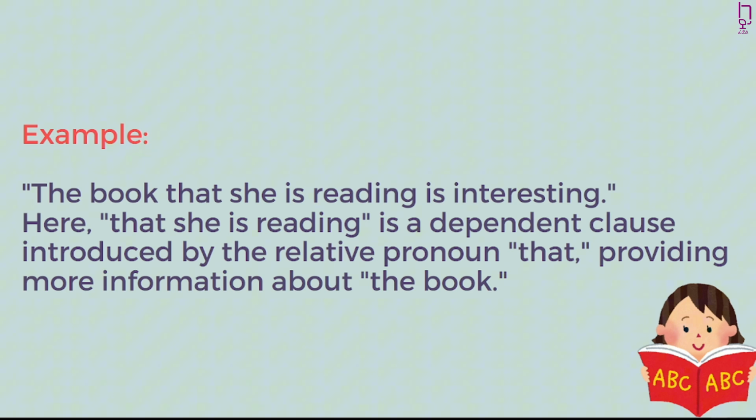Okay, so look closer at the sentence. The book that she is reading is interesting. The independent clause is the book is interesting. Okay, the book is interesting is an independent clause. It can stand alone, right? We can say the book is interesting, but we choose to add a dependent clause, which is that she is reading. She is reading is the dependent clause, and we used the relative pronoun that to join the dependent and independent clauses to make a sentence which says the book that she is reading is interesting.